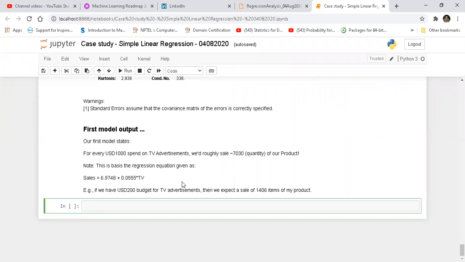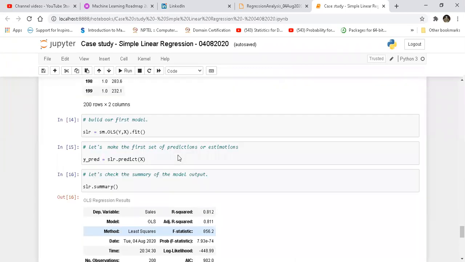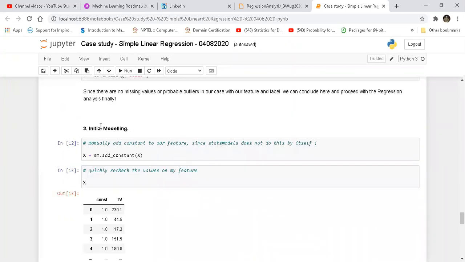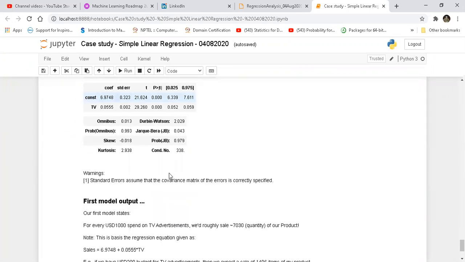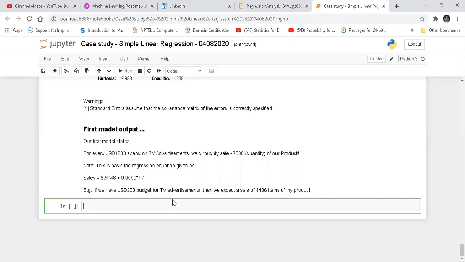But this is not the end of the game. This is just the beginning. Let me tell you why. You have created the model. We have done the initial modeling. We have found out the R square value, the P values and so on. We have found out the equation. What we have not done is validate if my assumptions are correct or not. Let's validate the assumptions first. Then we are going to call this a good model.